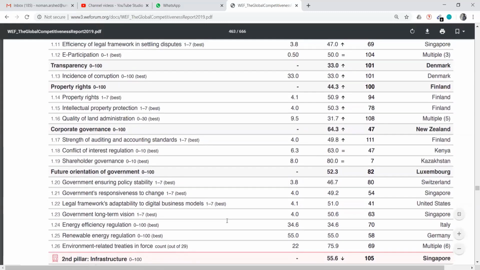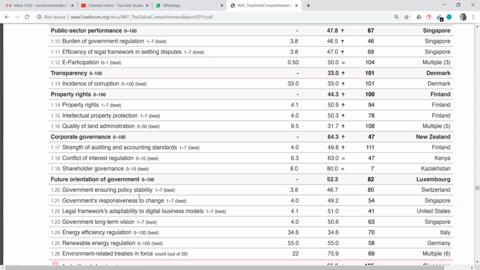Okay. Then there is future orientation of the government: how it is in terms of long-sightedness in their planning. It includes ensuring public stability, responsiveness to change, legal framework to adopt digital business models, government long-term vision, energy efficiency regulation, renewable energy regulation, and environment-related treaties to enforce. So Pakistan scores 52.3. Pakistan's position is 82 out of 141. So Luxembourg is on the top.